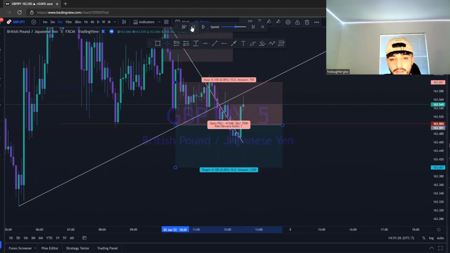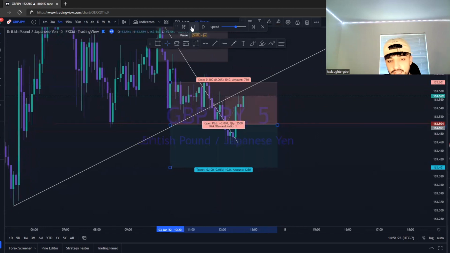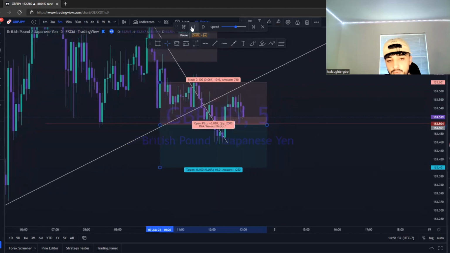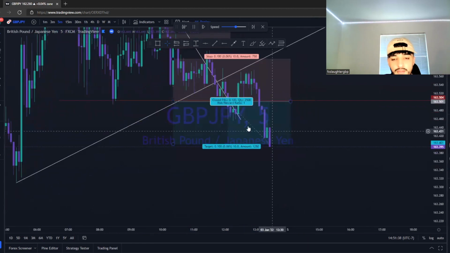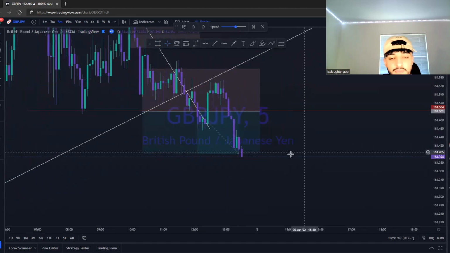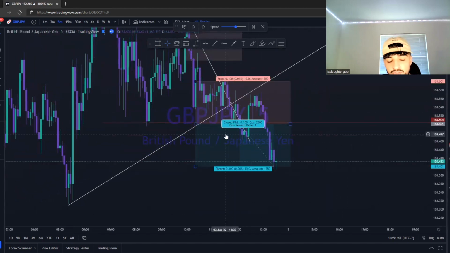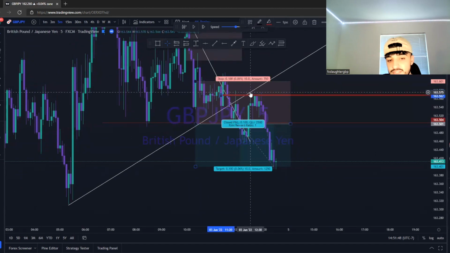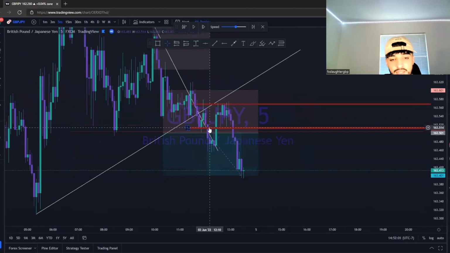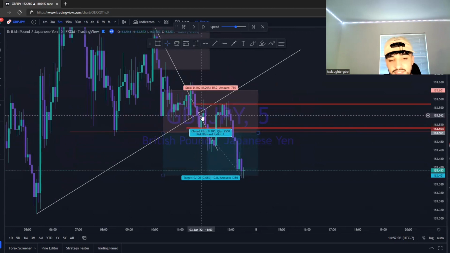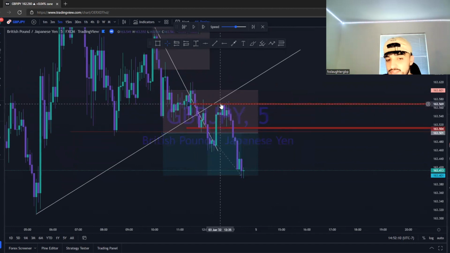Testing the trend line again. Rejected it. We were good in this trade. And 10 pips hit. So we broke the trend line, ranged, made a resistance, and made a support. How this trade played out was sells were activated, tested the trend line, rejected it, and then we came back, tested this resistance, making a resistance, and below we made a support.